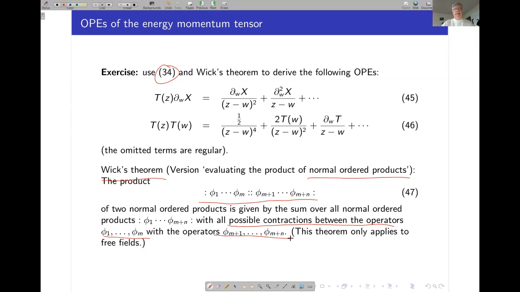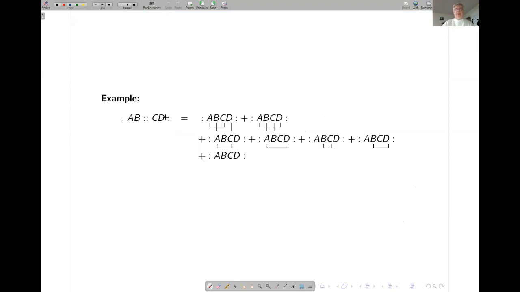This is most easily understood in an explicit example, and I take the example which is relevant for computing the TT operator product expansion. Namely, we have a normal ordered product AB and multiply it with a normal ordered product CD. So what does Wick's theorem say? It says sum over all possible contractions between operators in the 2 sets. So in this situation, what we can do is we can do double contractions, but since I only have to go from one set to the other, there's exactly 2 possibilities.